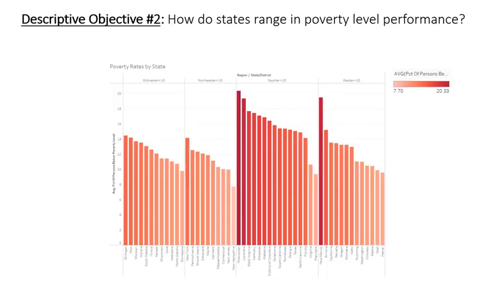In our second descriptive objective, we take a look at poverty rates by region as well as by state. As you notice, these darker states, a couple of which are Mississippi and New Mexico, if you're looking to potentially move to an area, this may be something you want to take a look at and consider beforehand. What are the reasons for this poverty level performance being so poor?